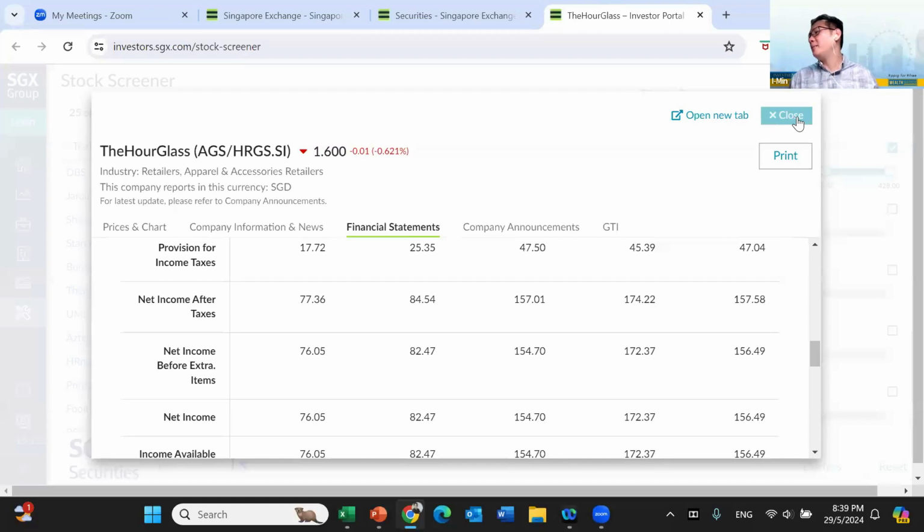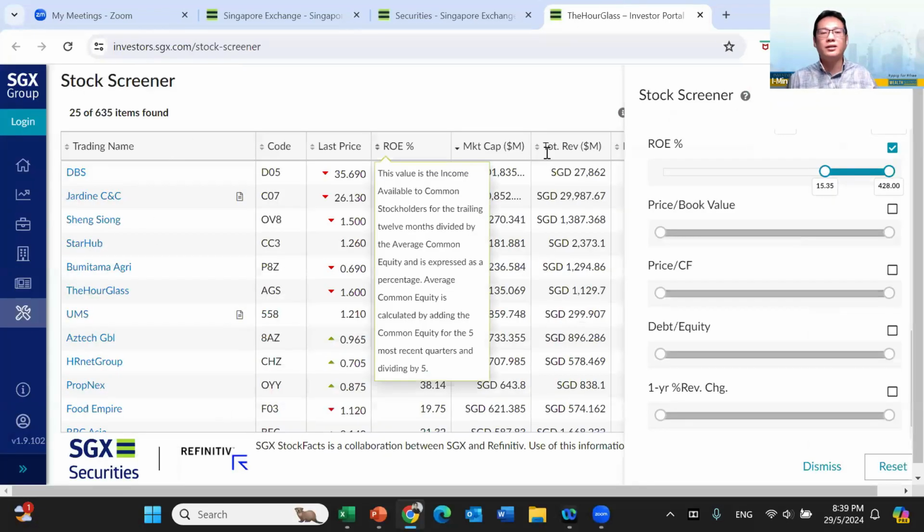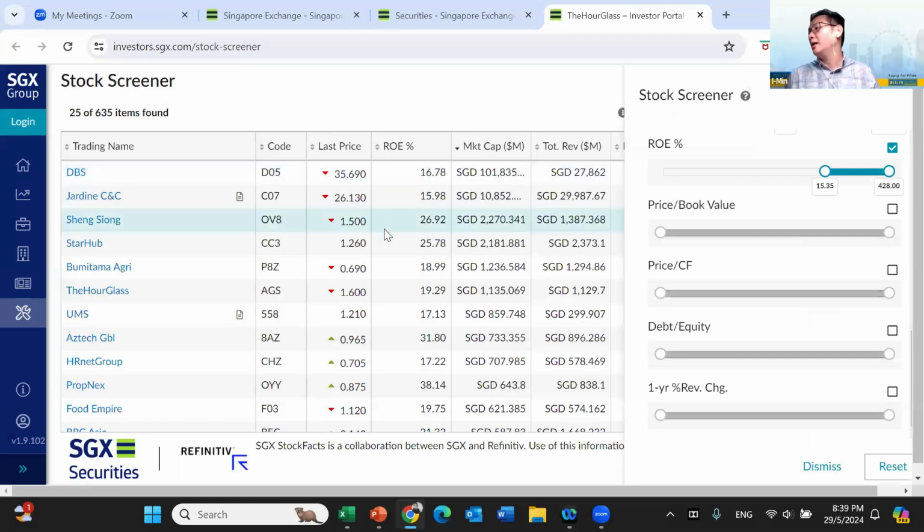I don't have a minimum market cap. I don't have a minimum market cap, but the stocks here I sort by market cap. I didn't put a minimum market cap. Okay, thanks for the question.